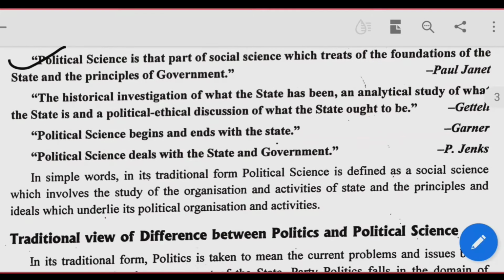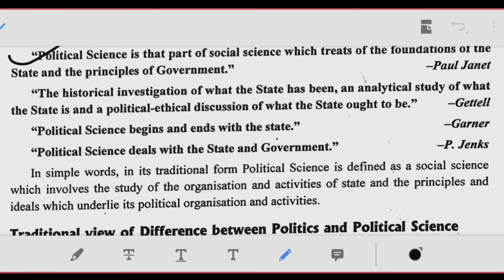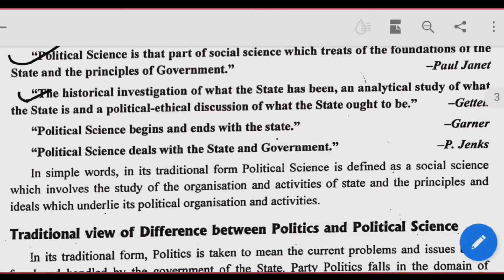According to Gettell, political science is the historical investigation of what the state has been, an analytical study of what the state is, and the political ethical discussion of what the state ought to be. So indirectly Gettell also talks about the relation between the state and the government. What the state has been, what is the analytical study of the state, what is the political ethical discussion of what the state ought to be and how the state should be. So that is discussed.